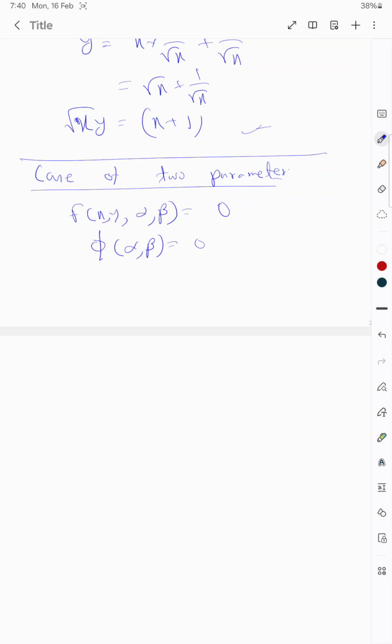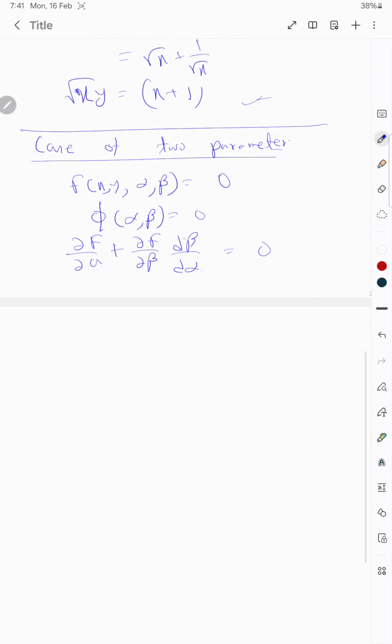Okay, suppose I am differentiating with respect to alpha. So whenever you are doing it with respect to alpha, the first one will be del f del alpha plus del f del beta into d beta d alpha, because beta is also a function of alpha, right? Because whenever phi of alpha beta equal to 0, that means you can say beta is some function g of alpha. So whenever you are doing partial derivative, you have to use the chain rule. So that's why you have this type of relation.